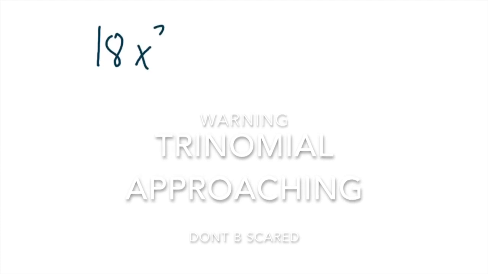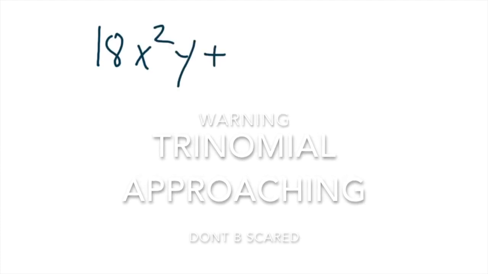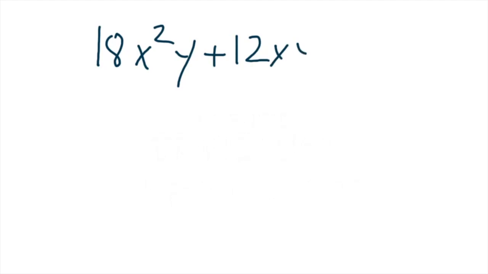All right, here's the last one. 18x squared y plus 12xy squared plus 4y. This is an advanced problem here, so if you don't get it, don't worry. Just see if you can follow along. That's it. All right, this is a trinomial. We got 3 different terms.